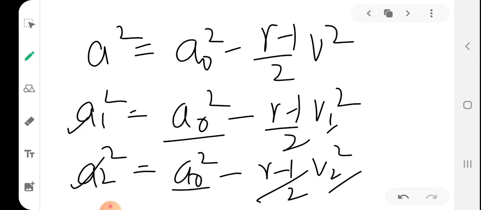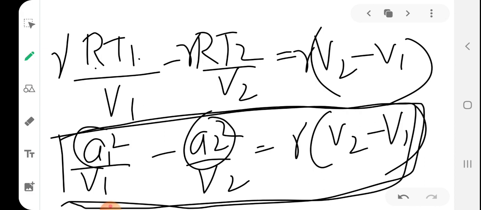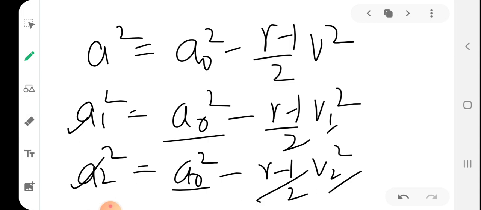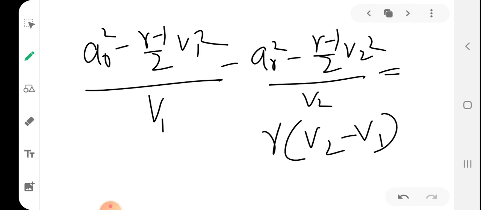So where have I substituted this? I have substituted that expression for A1 square and A2 square in this particular equation. Okay, don't confuse. I am substituting A1 square and A2 square in this particular equation, so we will obtain this equation. Now I am rearranging this equation.